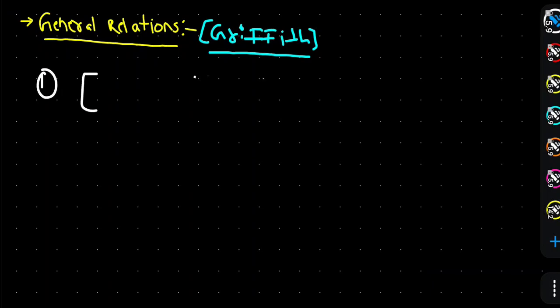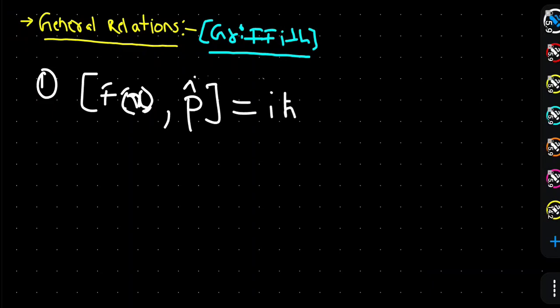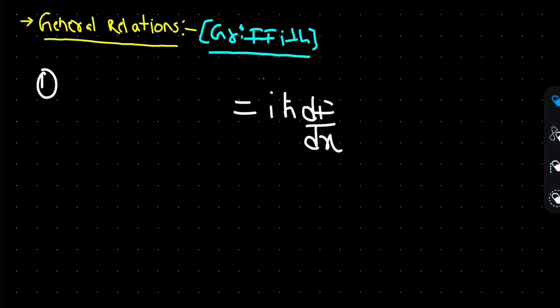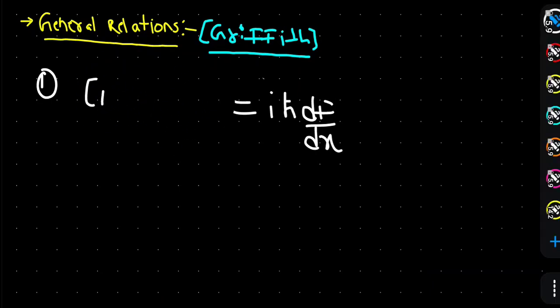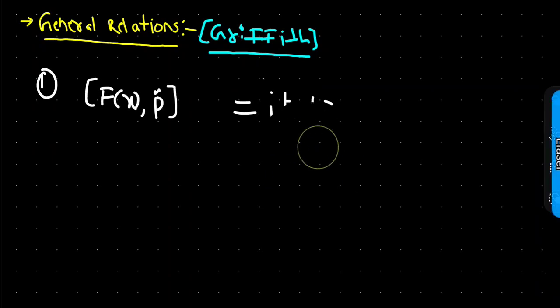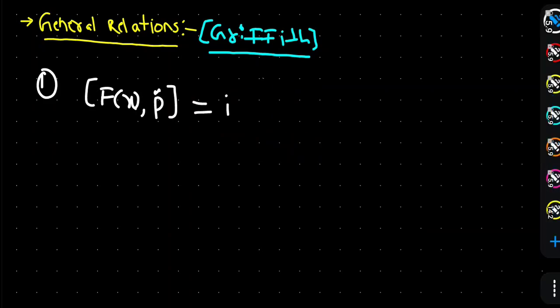Suppose there's a commutation relationship between some function f of x and the momentum operator, and you want the commutator. If you evaluate this, you will get i h bar times the derivative of that function with respect to x. So let me write it clearly: this is the commutator of the function with the momentum operator, and you will get i h bar times the derivative of that function. This is what you will find.